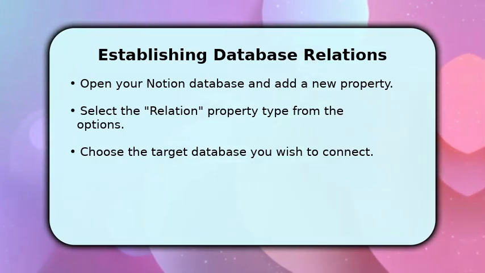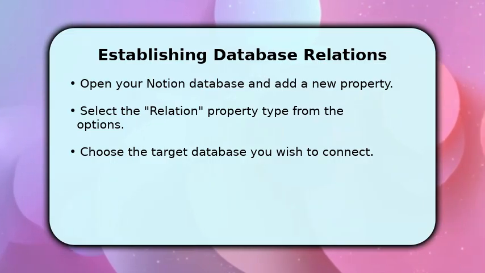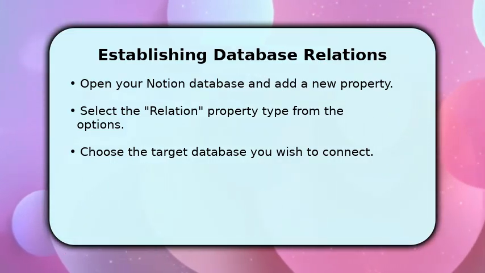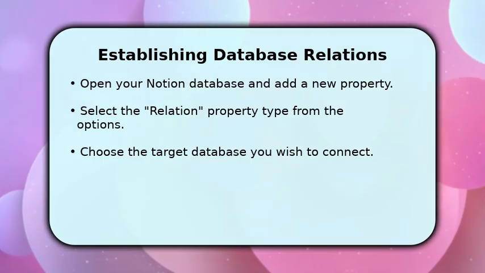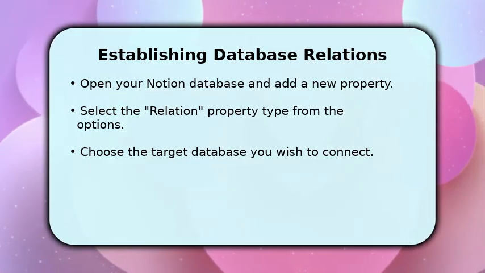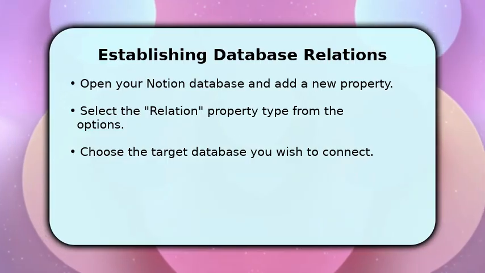Establishing a relation is the first crucial step in connecting your Notion databases. Begin by opening your primary database and adding a new property. From the property type options, select Relation. You will then choose the specific database you want to link. Remember to decide if you need a two-way relation, which allows entries in both databases to reference each other, creating a truly interconnected system for your data.